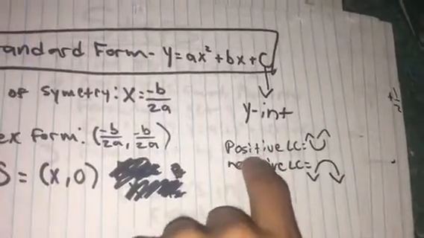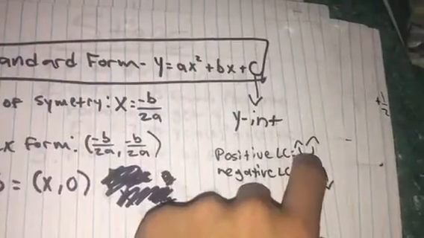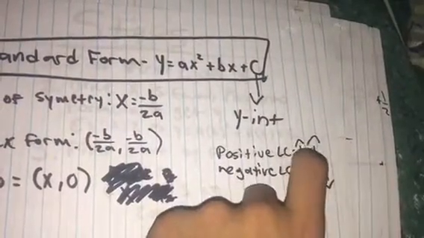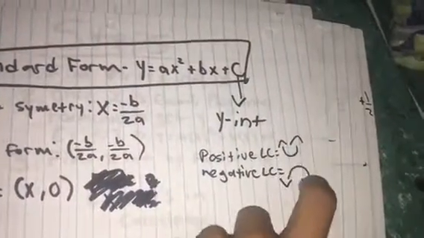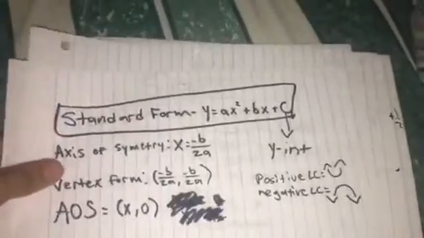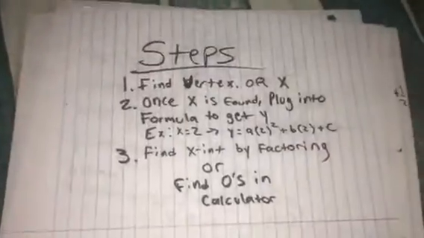And right over here, this basically means a positive leading coefficient. If it was 2x squared, the parabola would be going up. If it was negative 2x squared, the parabola would be going down. So there's that. Alright, so let's get to the steps.